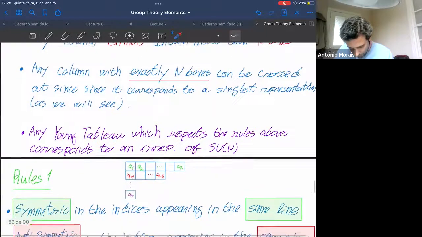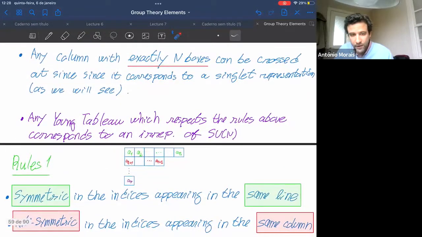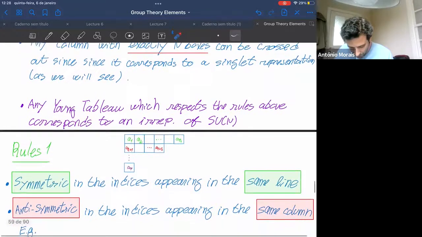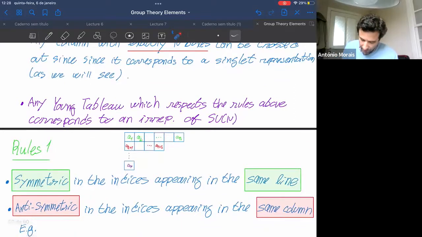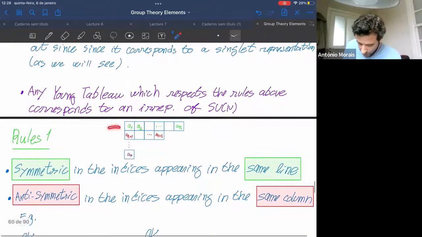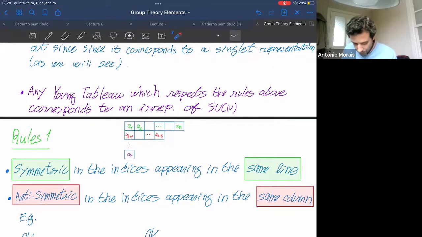So now let's come to rules 1. You may already guess that I only wrote rule 0 after writing rules 1. This is what I have already mentioned above, and that's why I'm putting here again the Young Tableau. So swapping green indices in the same line, we have symmetric. So the tensor is symmetric on the indices along each row, and anti-symmetric on indices appearing in the same column. Here actually this is in red, but there is not a red correspondence with this row. Just bear that in mind.